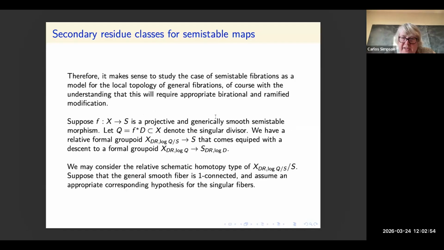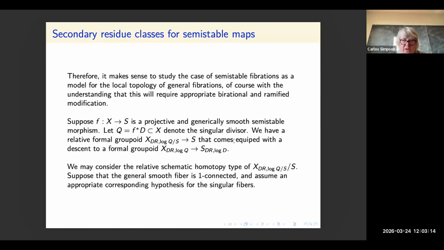Now let's take the singular divisor. So now let's look at the normal crossings divisor here, and then we have the relative formal groupoid that comes with a descent to the logarithmic de Rham stack. And we can look at the relative schematic homotopy type of this fibration.